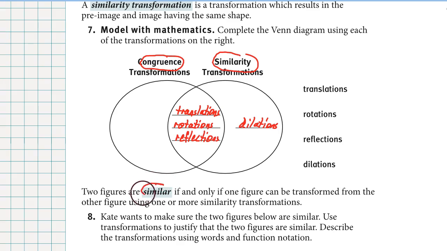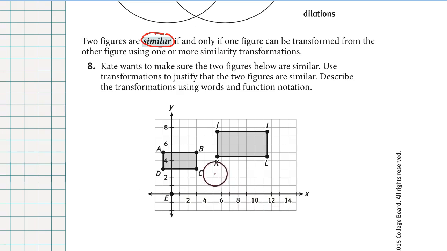Two figures are similar if and only if one figure can be transformed from the other figure using one or more similarity transformations. The word similar in geometry means that two figures are the same shape, but they don't have to be the same size. Here are two rectangles. Are they similar?